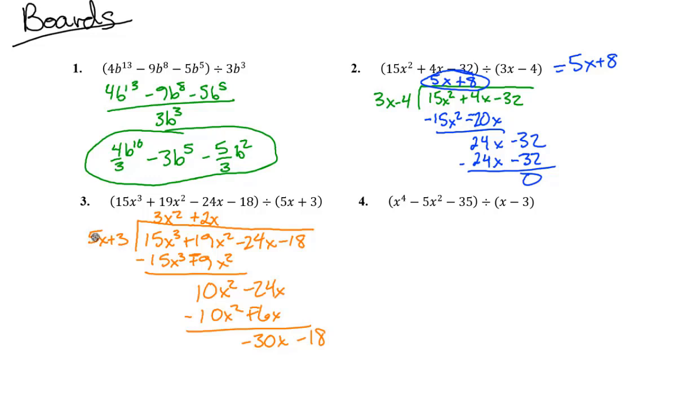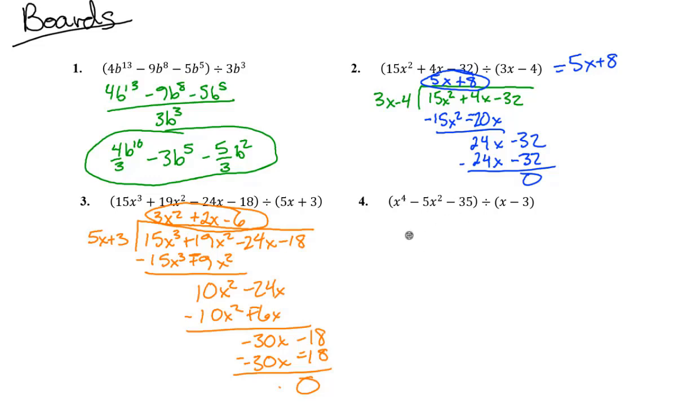Okay, so 5x goes into negative 30x minus 6 times. And we get minus 30x minus 18. And if we subtract, look at that, it came out with a 0, no remainder. So there is our answer. All right, number 4.